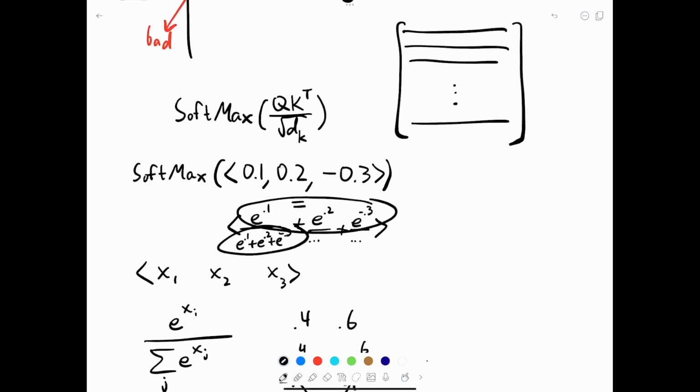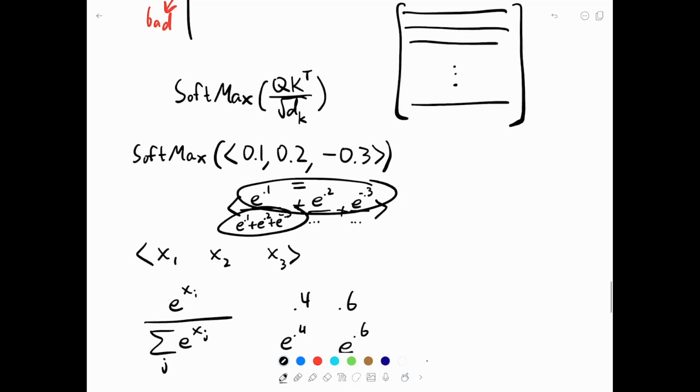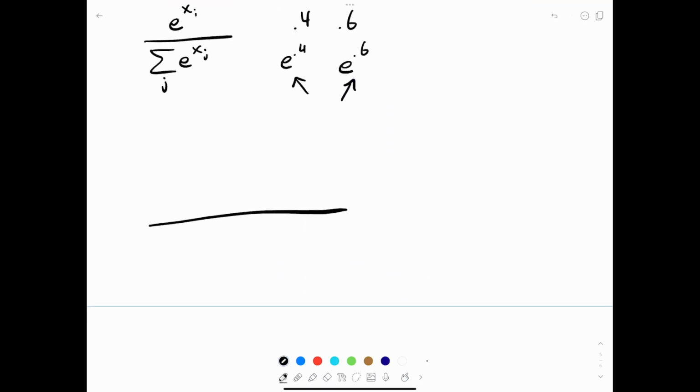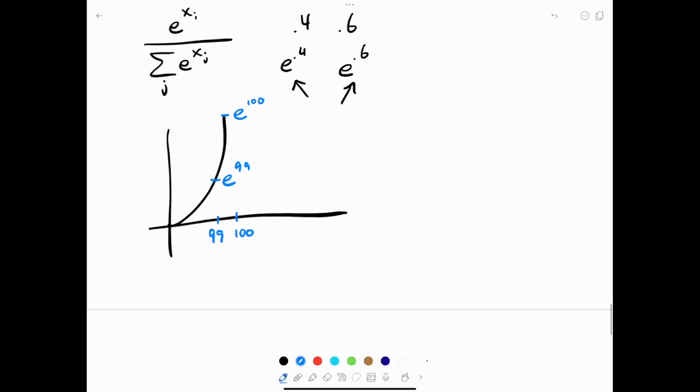And there's also the scaling factor, square root of dk. What the scaling factor does is, if you have the exponential function plotted, you may notice that for high values, like e to the power of 100 and e to the power of 99, so this is 99 on the x-axis and 100 on the x-axis, then e to the power of 100 and e to the 99 have a huge difference. e to the power of 100 minus e to the power of 99 is huge, right? This is e to the power 99 times e minus 1.